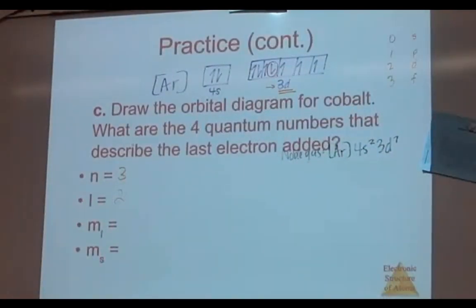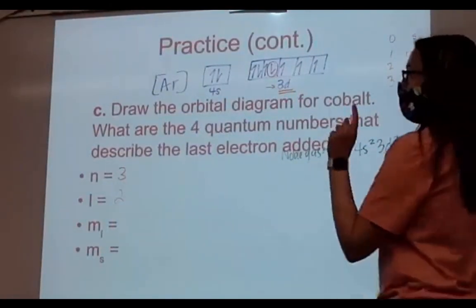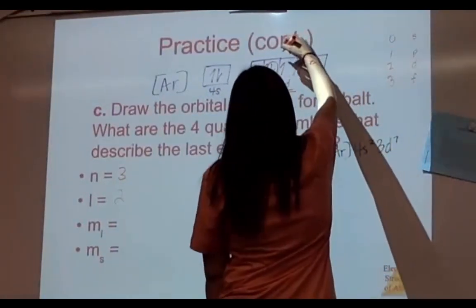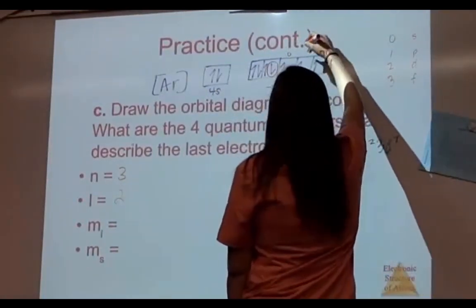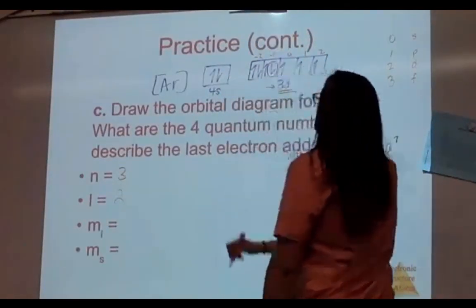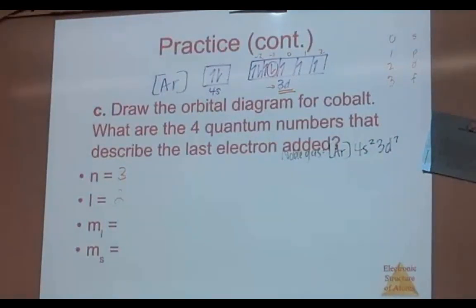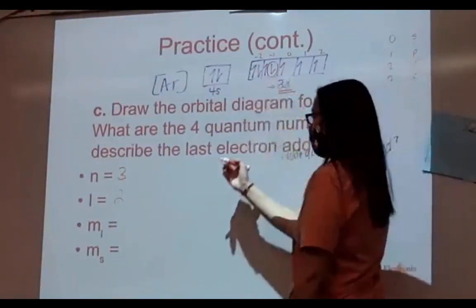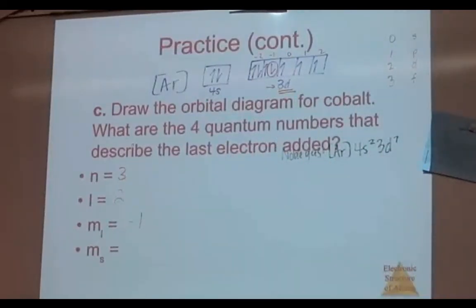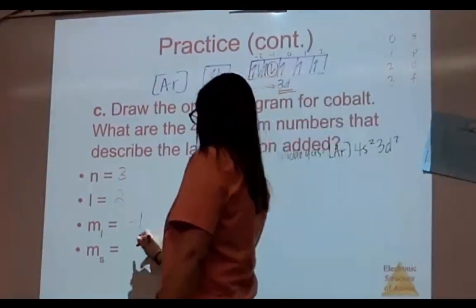m sub l is the magnetic quantum number that describes the specific orbital. This is always how I do it with orbital diagrams. Find the middle box, that's 0. Work your way out. So the specific orbital that this electron is in is -1. And m sub s is the spin. You only have one of 2 possible numbers, +1/2 or -1/2. Right, this is minus because it's pointing down.